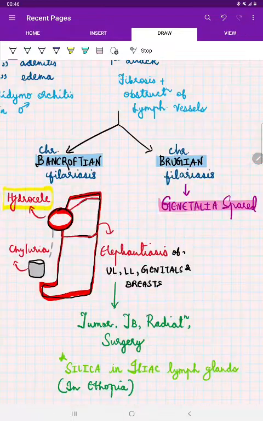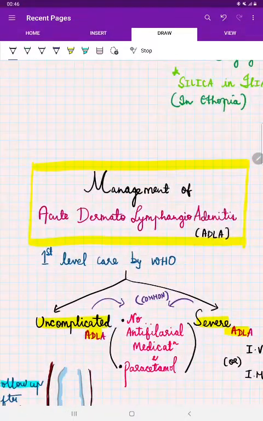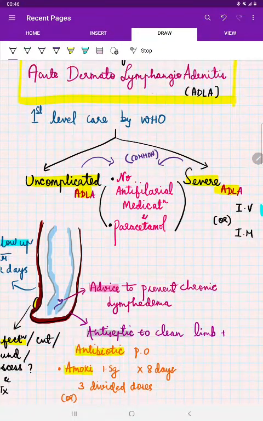Now, we are moving on to the management of acute dermatolymphangioadenitis. This management of acute dermatolymphangioadenitis is given by WHO. That is, the first level care recommendation by WHO. See, there can be uncomplicated ADLA or severe ADLA. ADLA means acute dermatolymphangioadenitis only. Okay, what is common for both in management is you should not use antimalarial medication.